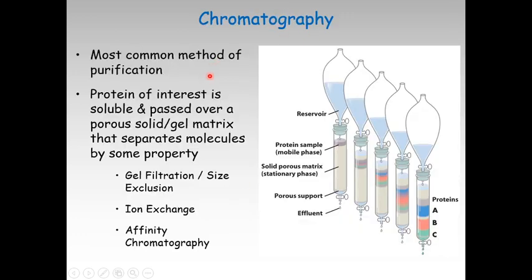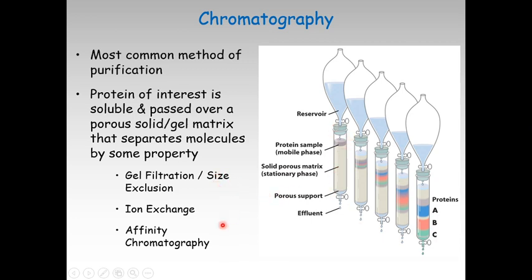Chromatography is the most common method of purification. Right? The protein of interest is soluble and passed over a porous solid gel matrix that separates molecules by some property. Right? The basic principle is shown here. You have a column, and as you can see, a reservoir, and in this case, it will be filled with buffer. There is a stationary phase, or a static phase, as I would call it, which is made up of a solid porous matrix. And what is this matrix?